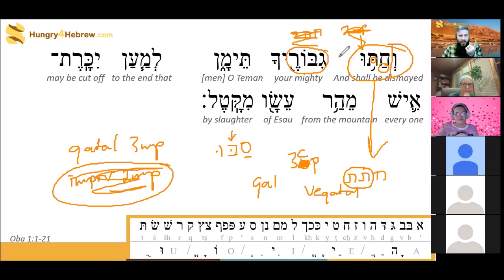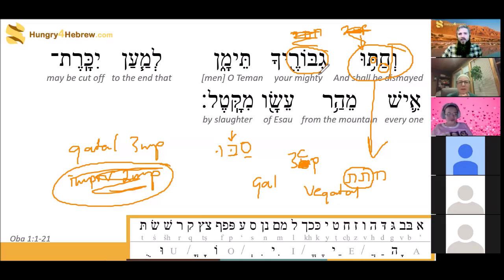Does anyone know what the root of gibor actually means? Gimel bet resh. Gavar. It's not just being male. Like a gever in modern Hebrew is a male as opposed to a female. But what does it actually mean? Is it like a mighty hero? Yeah, it's like overcoming, warrior, hero, warrior, victorious, overcomer.